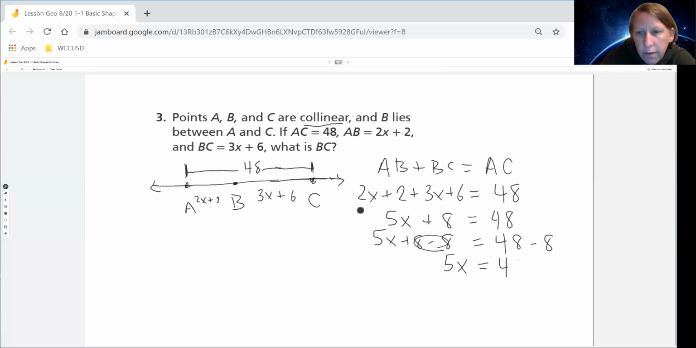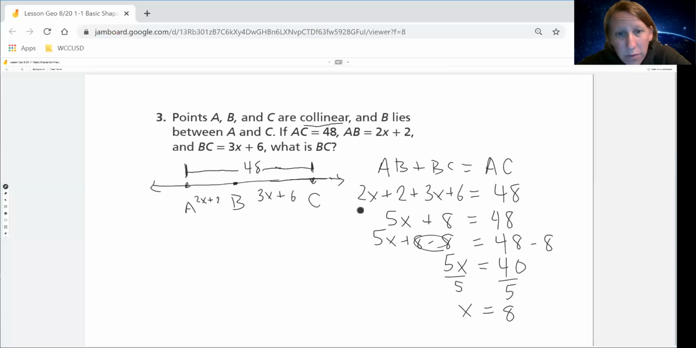And then we have 5x is the same as 40. Divide both sides by 5. 5, 10, 15, 20, 25, 30, 35, 40. So 40 divided by 5 is 8. That is not the answer. We did all that work. In algebra class, we're done.